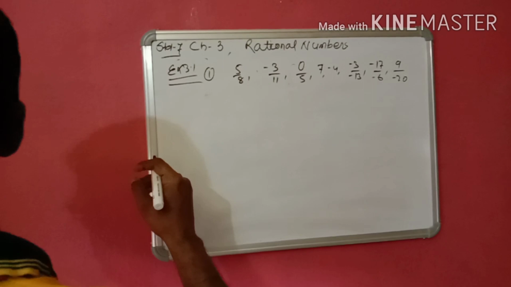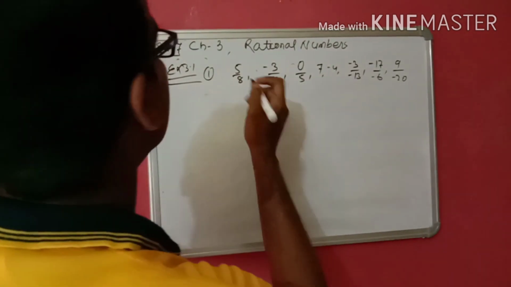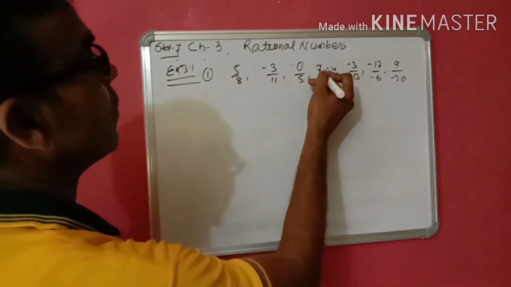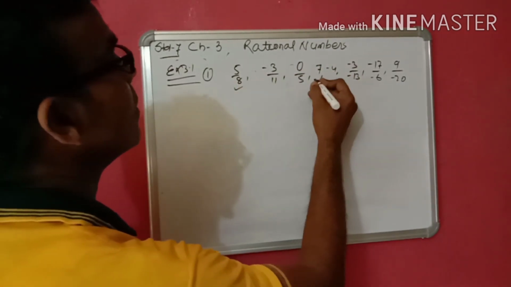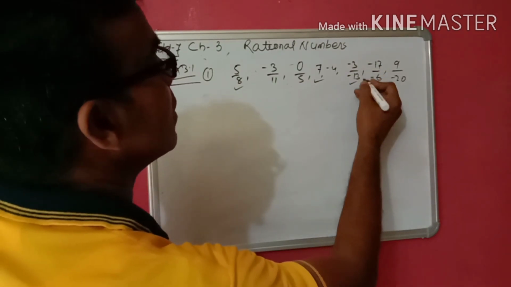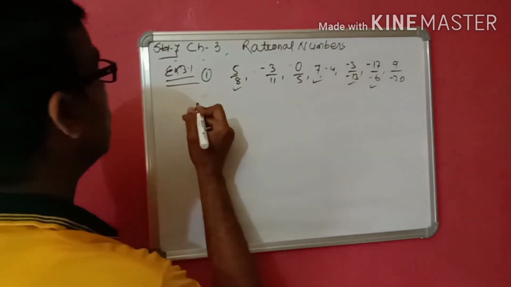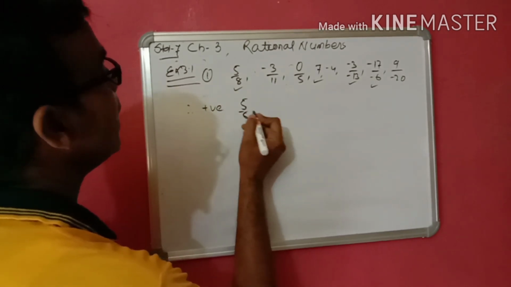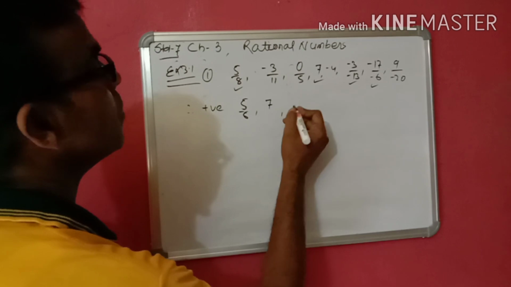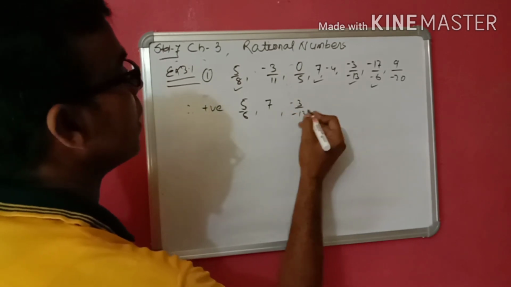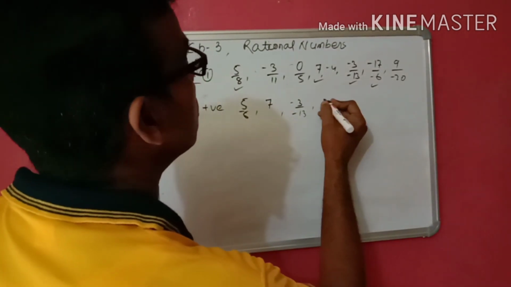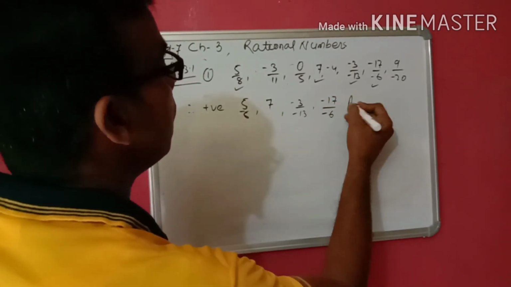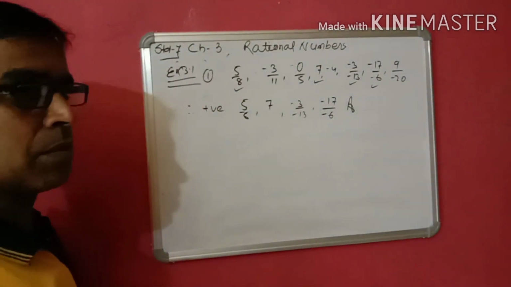Here you have to write the positive rational numbers. Positive rational number means what? This is a positive rational number. This one has no value at all. So there was this one, 5 by 8, 7 by minus 4 cancel. This is also not positive. Therefore the positive rational numbers are 5 by 8, minus 3 by minus 13, because minus cancels minus, it will be positive only. So minus 17 by minus 6. These are the following positive rational numbers.